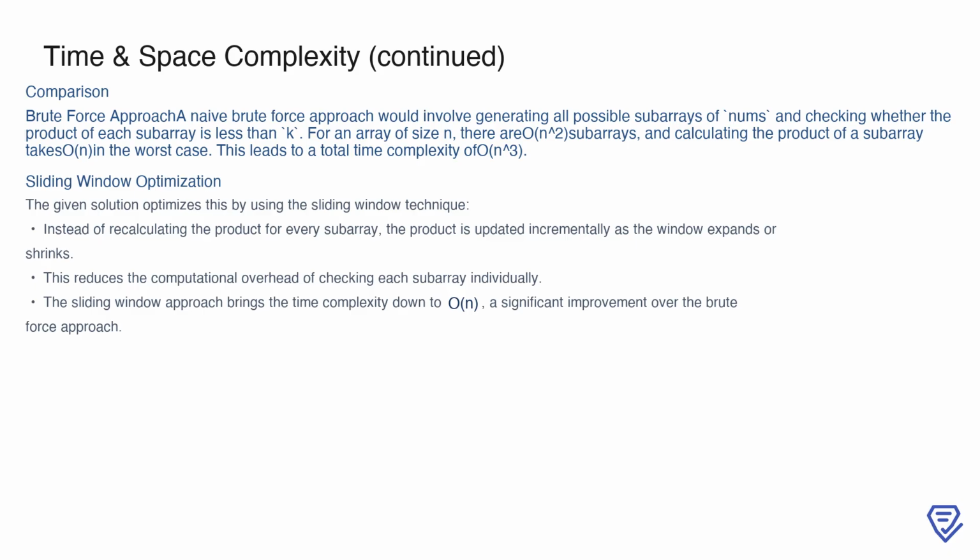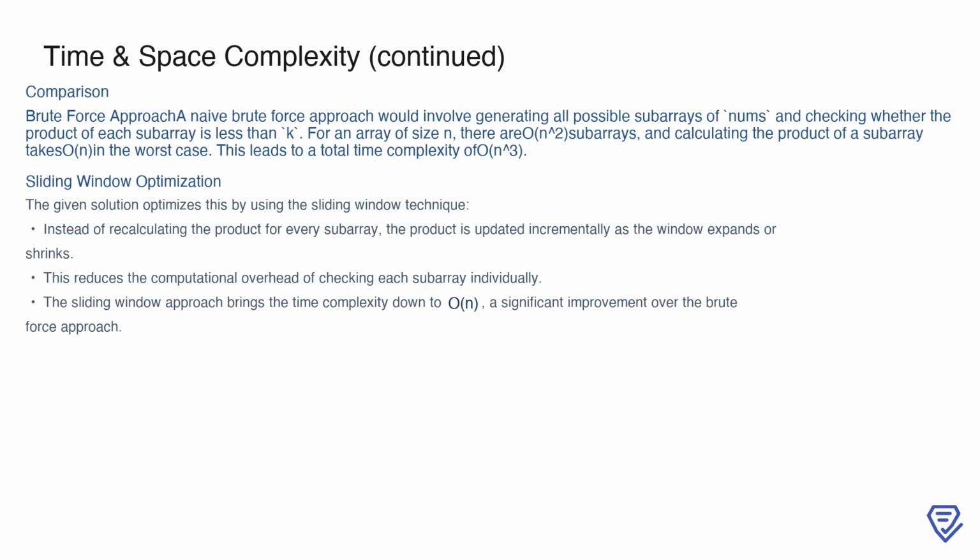Let's compare this optimized approach to a brute force solution. A naive approach would involve generating all possible subarrays of the input array and checking whether the product of each subarray is less than k. For an array of size n, there are O(n²) subarrays, and calculating the product of each subarray can take up to O(n) time in the worst case. This would result in a total time complexity of O(n³).